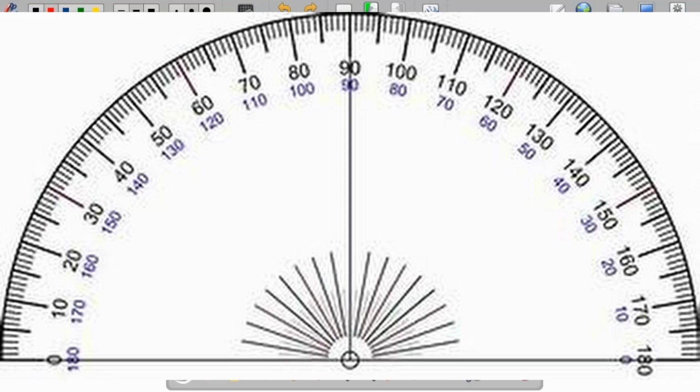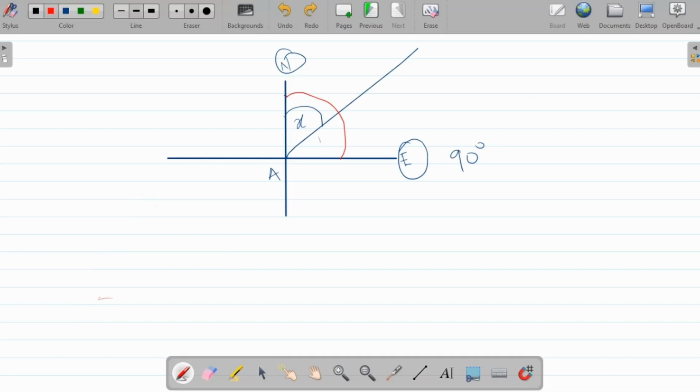Okay, so we use that protractor to measure angles, and we can use it to measure bearings. But when you are using the protractor, you make sure that you start measuring the angle from the north, because like I said, with bearings you start to measure from the north.